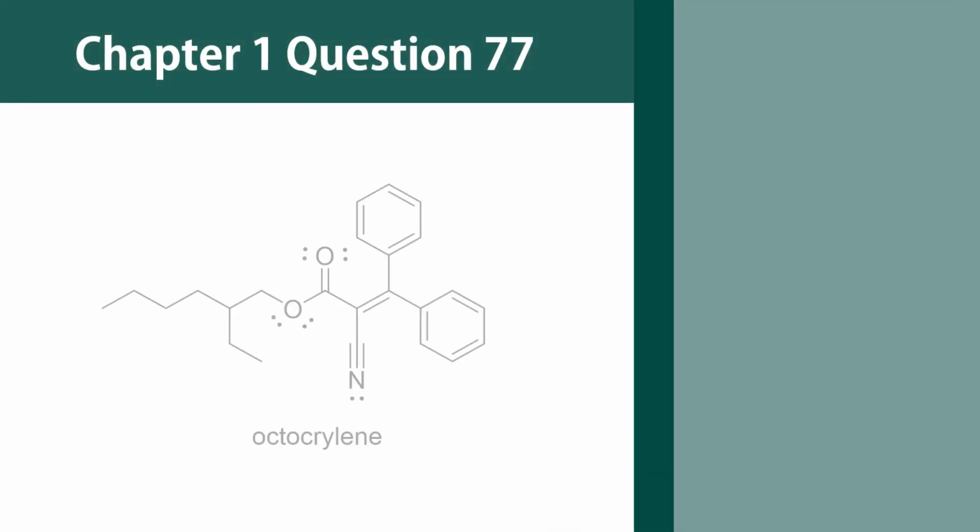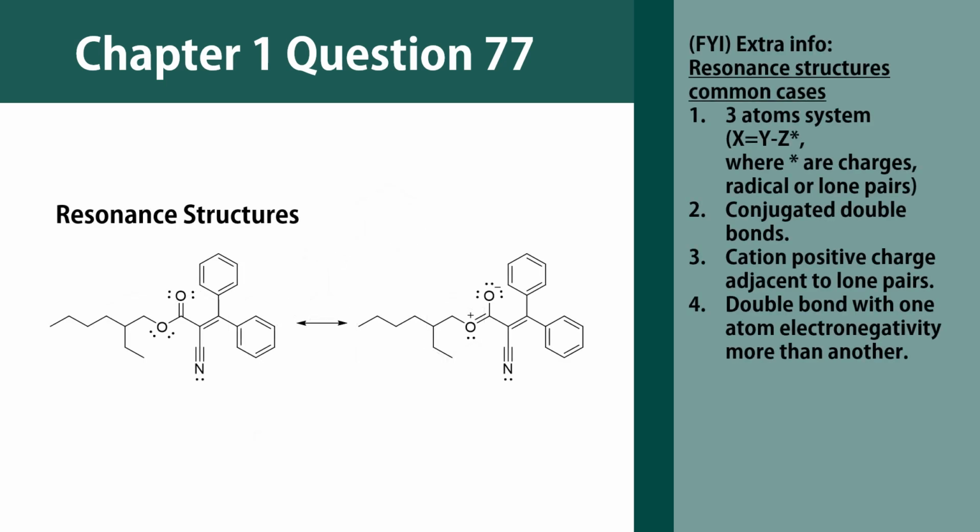For question 77, octocrylene. It wants us to find 2 additional resonance structures. So here are the resonance structures in the most possible way. On the right side, I already put some extra info for common resonance structure cases. Either you want to learn it by yourself or just ignore it. It's okay. It doesn't matter.